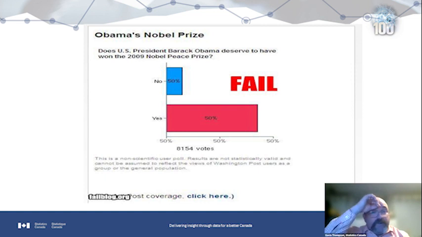So, does the US President Barack Obama deserve to have won the 2009 Nobel Peace Prize? 50% no, 50% said yes. At least it's properly labeled. One bar is obviously, I don't know, 6 times bigger than the other, but because of the proper labeling, we know that the answer was 50% no, 50% yes. So again, a bit of bad math there.